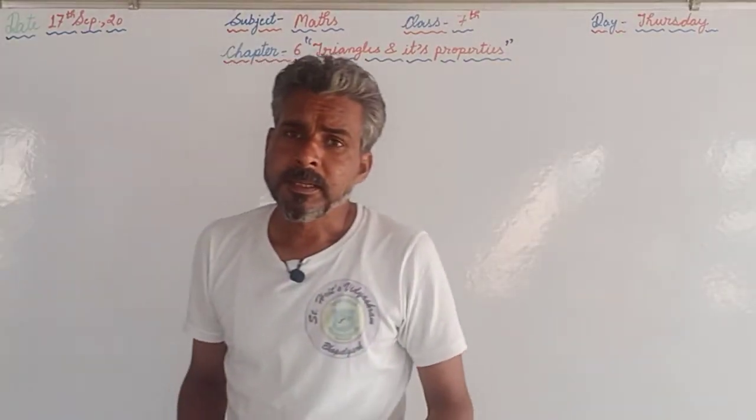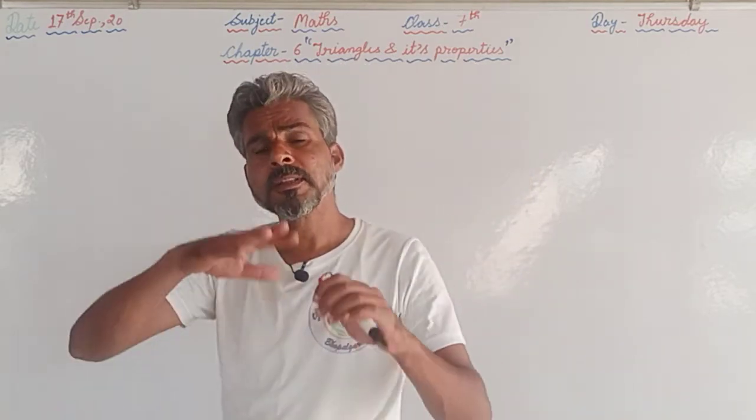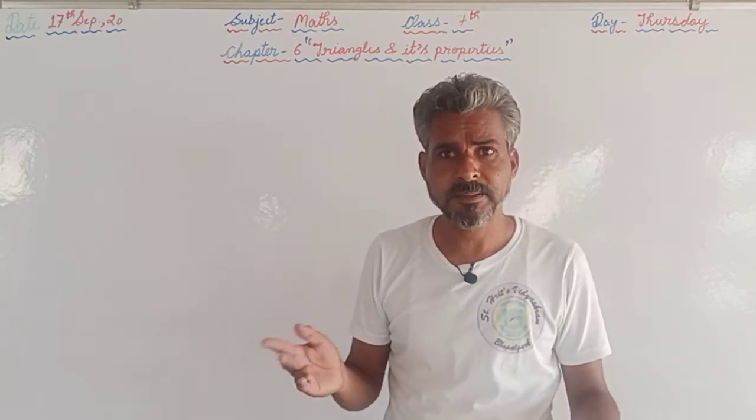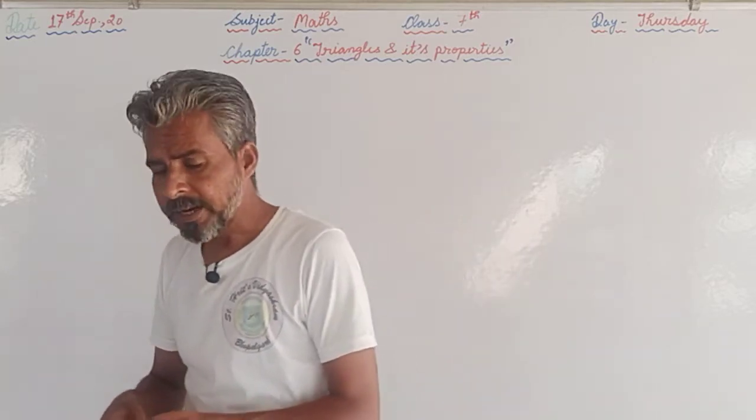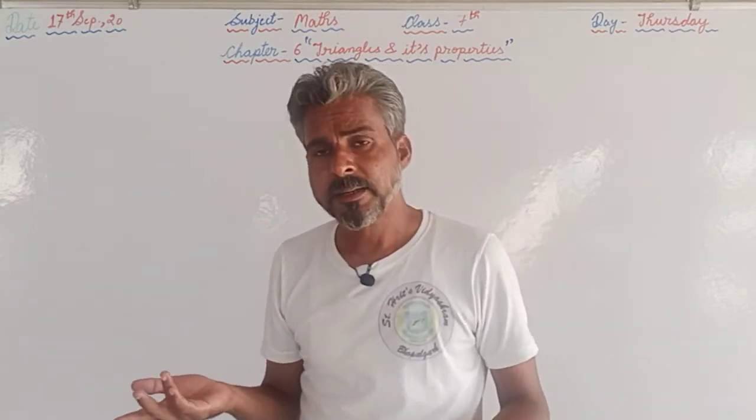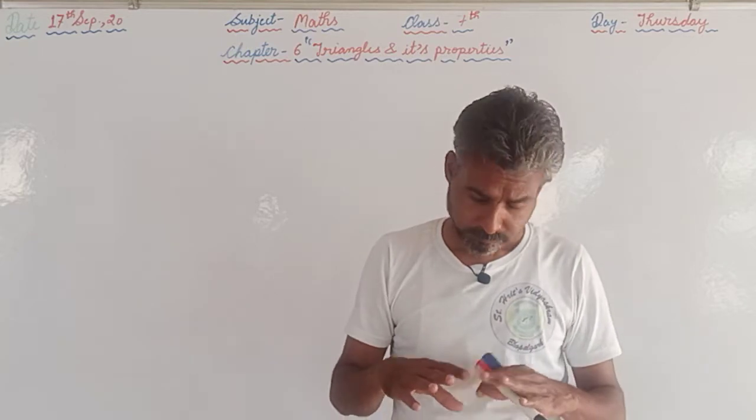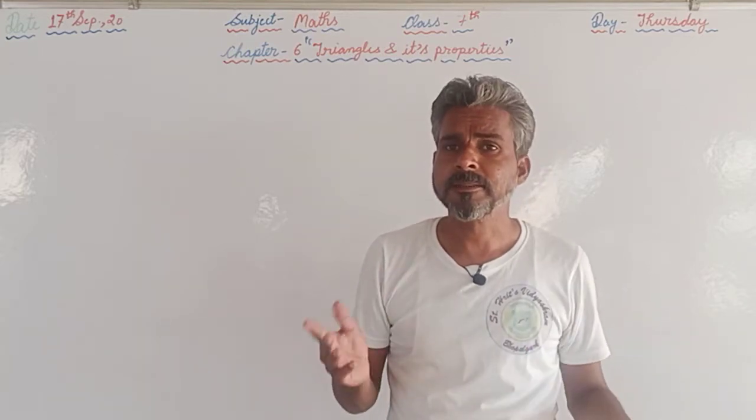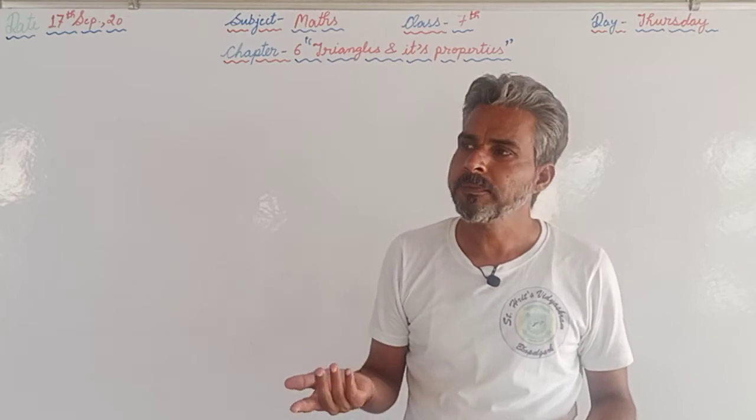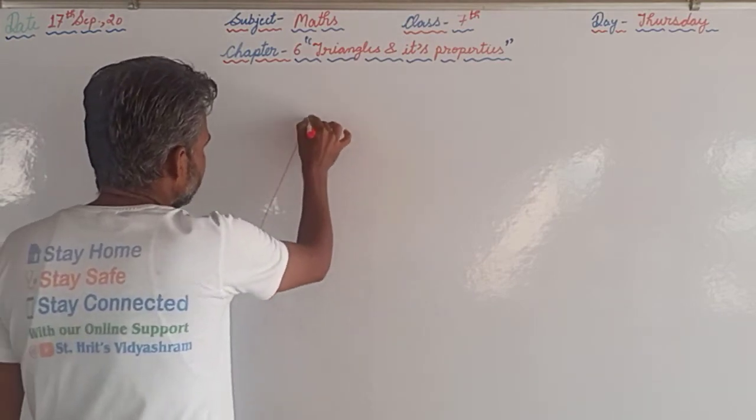So this was the classification on the basis of angles. Now on the basis of sides, if all the sides of a triangle are of the same measurement, are equal, then the triangle is an equilateral triangle. If any two sides of a triangle are equal, then the triangle is an isosceles triangle. And if none of the sides are equal, means all three sides are of different measurement, then the triangle is a scalene triangle. So this was the classification of triangles on the basis of sides and angles.